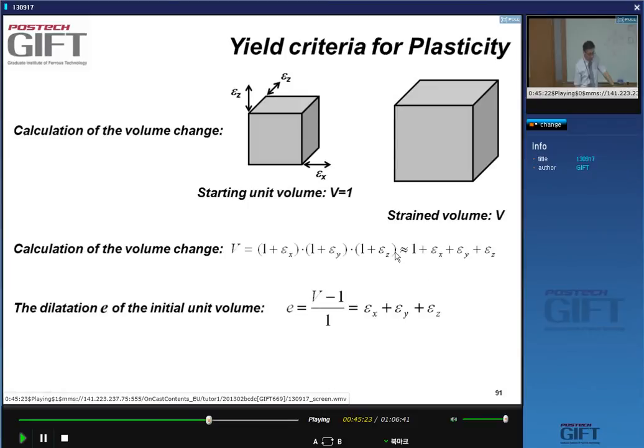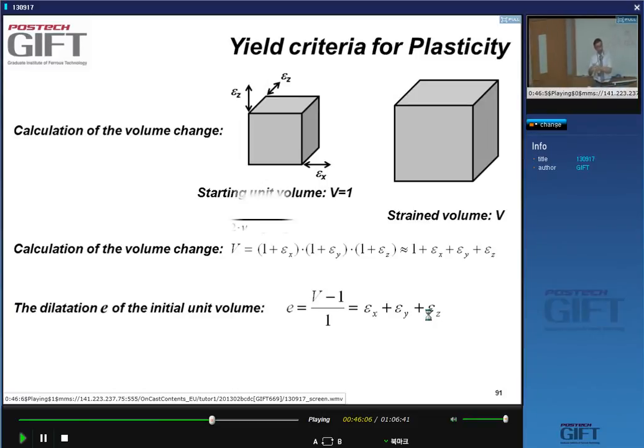Yes, and because epsilon x, epsilon y, and epsilon z are very small, I can approximate this product by 1 plus the sum of epsilon x, epsilon y, and epsilon z. And having this, the dilatation, which I define as the volume change divided by the original volume, is this sum, epsilon x plus epsilon y plus epsilon z. And that is non-zero in the case of an elastic deformation. I can have a volume change. But it is 0 when we have a plastic deformation.